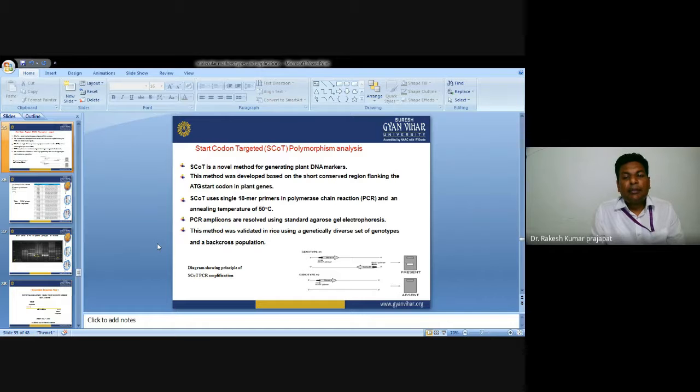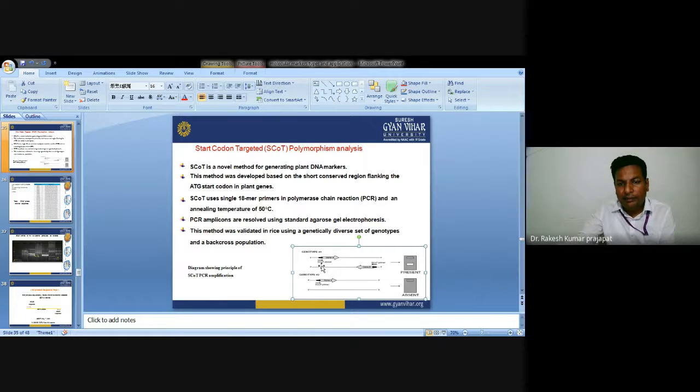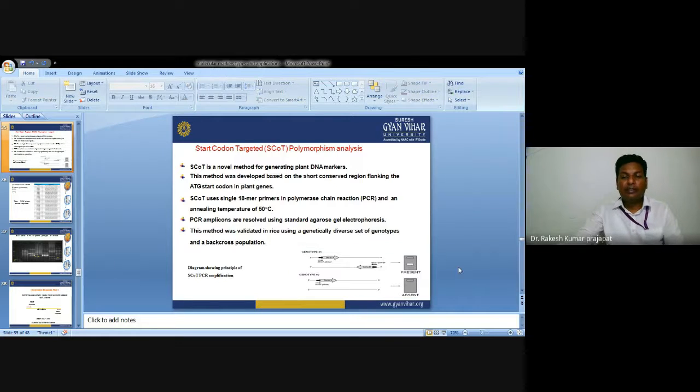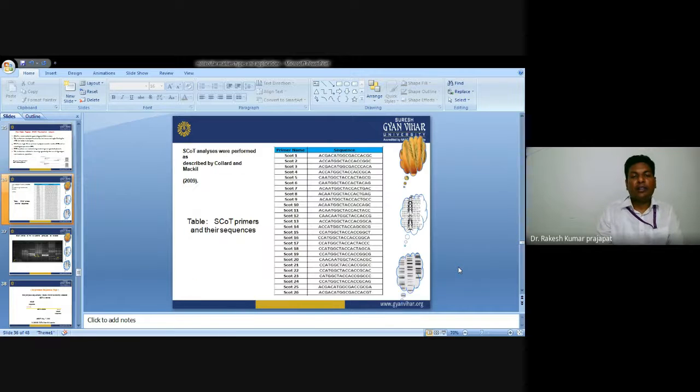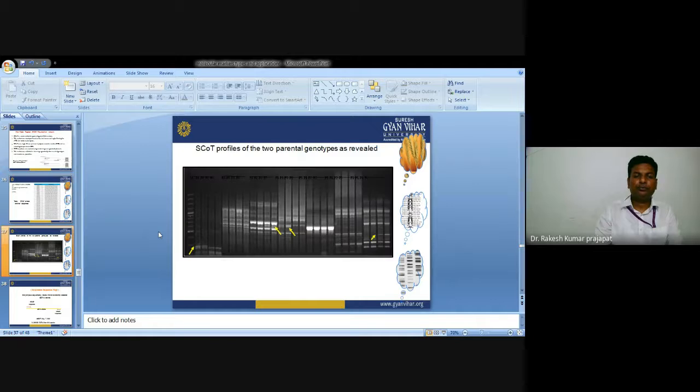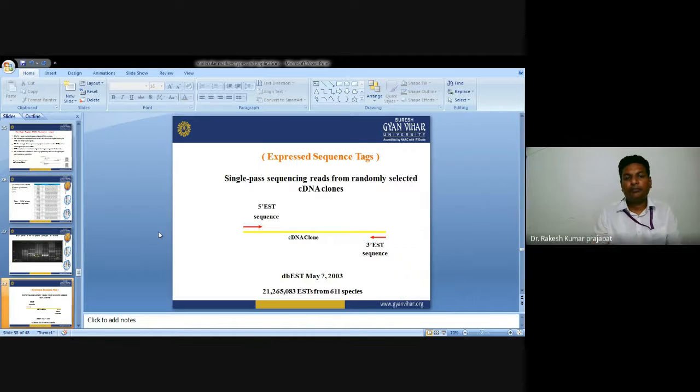SCoT uses a single 18-mer primer for PCR and an annealing temperature of 50 degrees Celsius. PCR amplicons are resolved using standard electrophoresis. This method was validated in rice using a genetic diversity set of genotypes. Here you can see the SCoT primer, the bands will appear like this. Present or absent, so it is a dominant marker. Here is a representative of the different SCoT markers which are developed along with their sequences. This is the SCoT profile of the two different parental genotypes.